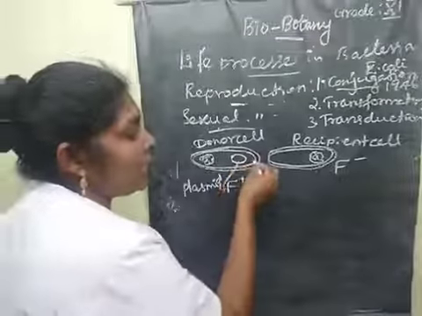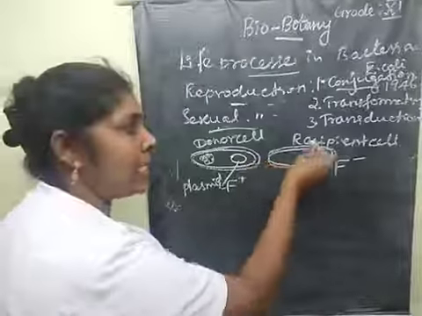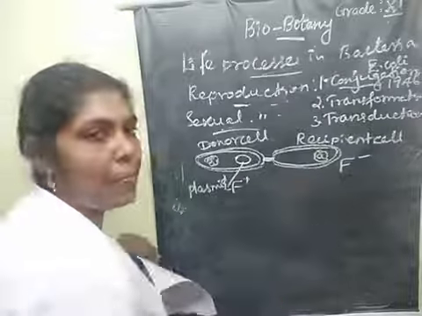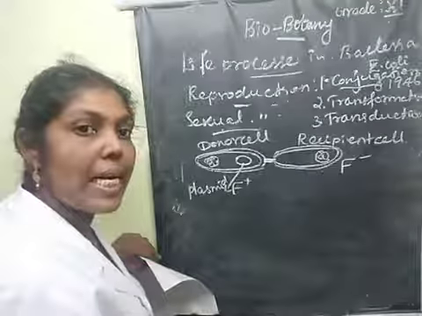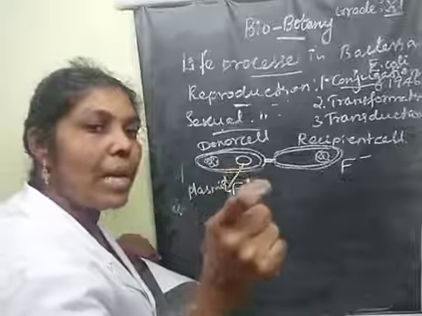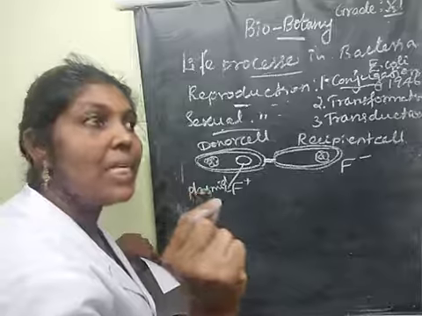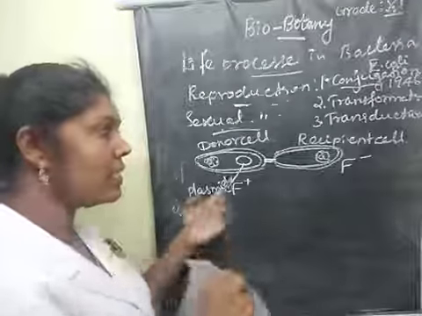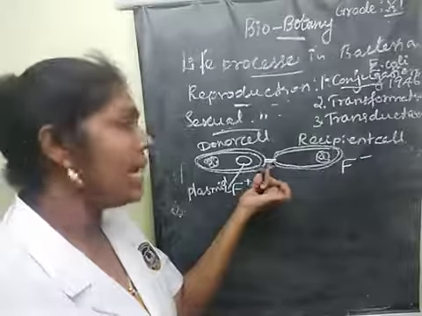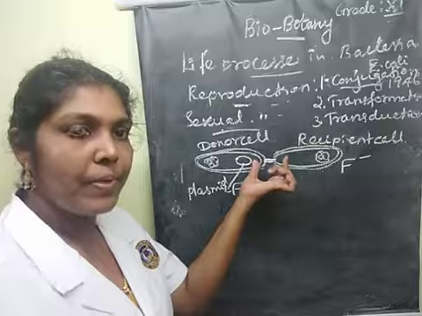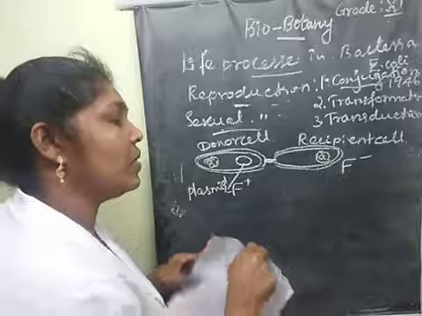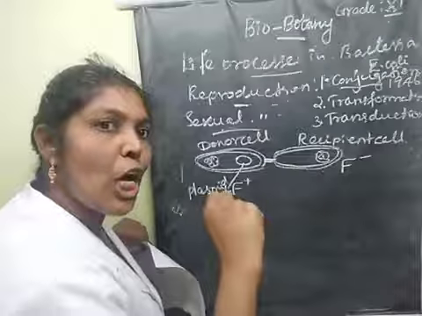First, the donor cell gets attached to the recipient cell through the pili. In the last class we studied what pili are. One type of pili is called the sex pili. During conjugation, with the help of pili only, they connect the two cells, the donor cell and the recipient cell. Understood, children? After the growth of this pili, they form the conjugation tube.